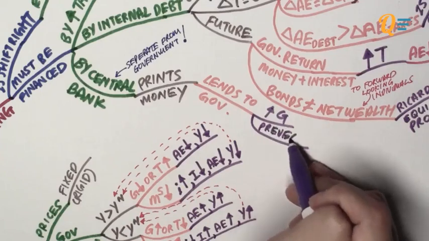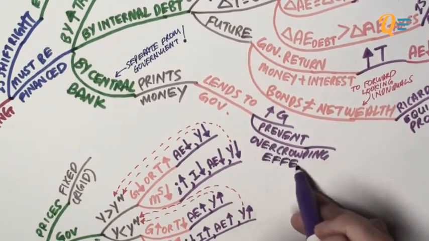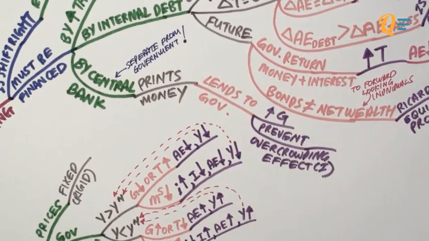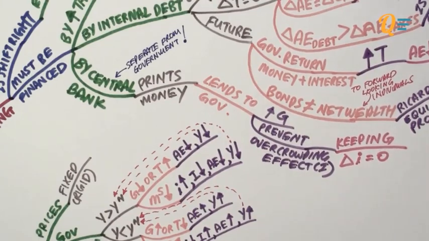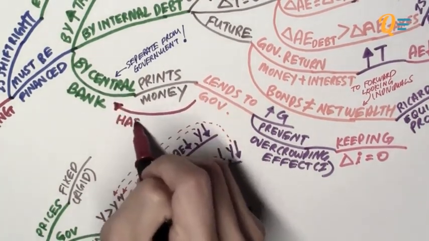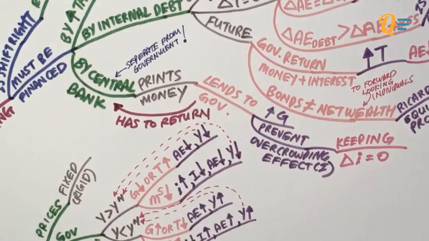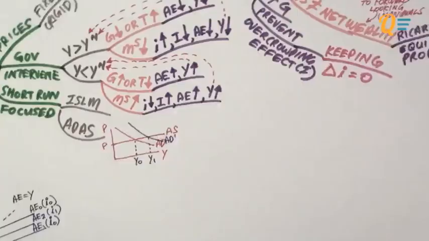The good thing about raising money through the central bank is that it actually prevents the crowding out effect, and it does so by keeping the interest rate level the same. So this means that the change in I is equal to 0. This might sound like a pretty good thing, but just remember, when the government borrows from the central bank, it has to return the money to the central bank some way, somehow. So it's not as perfect as it seems.